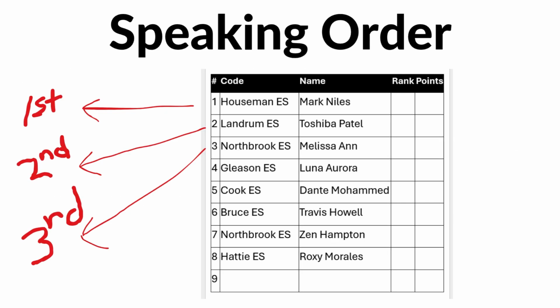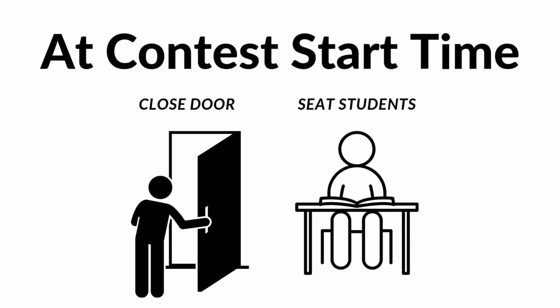Students are listed on the roster in the order they should speak. So student number 1 speaks first, student number 2 goes second, and so on. If you have any no-shows, just skip them and move to the next student. Once it's time for the contest to begin, close the door and enter the room. Make sure all students and observers are seated in the appropriate areas.